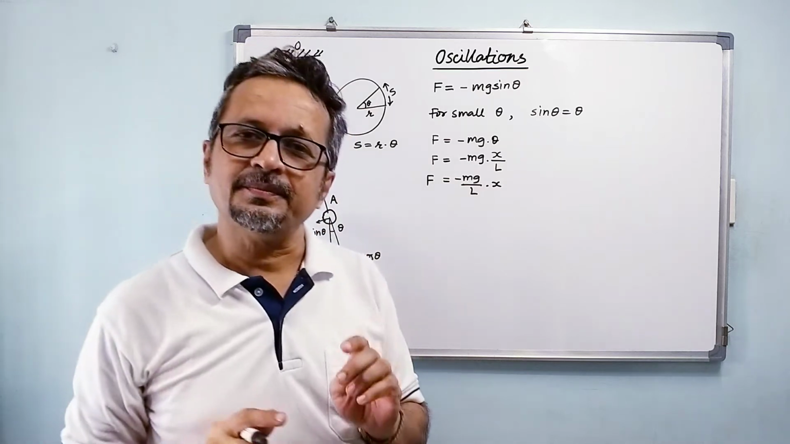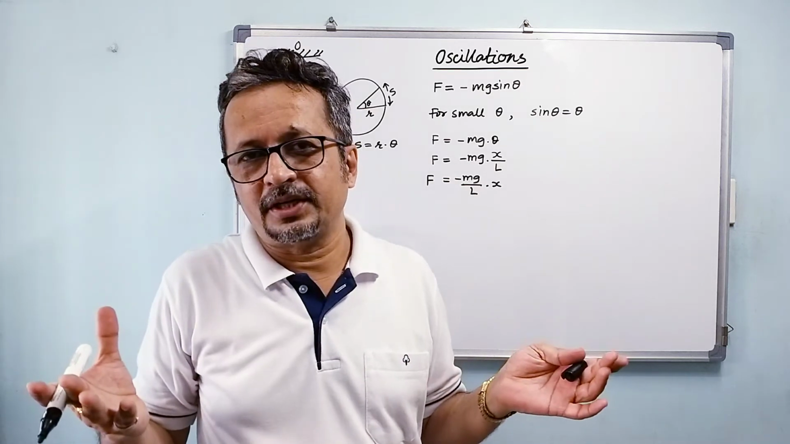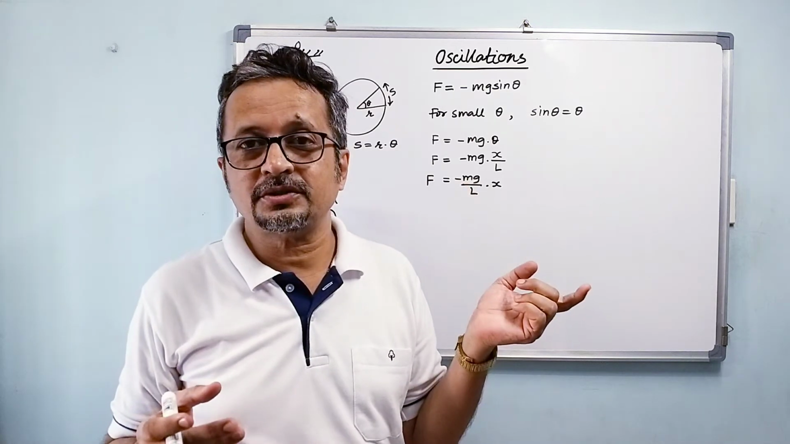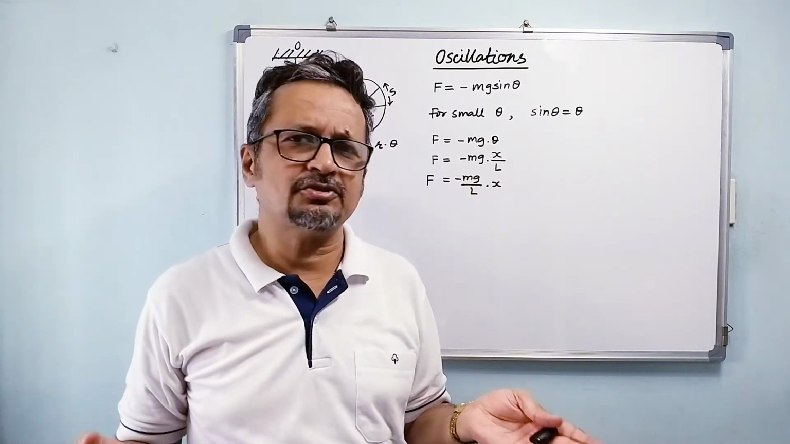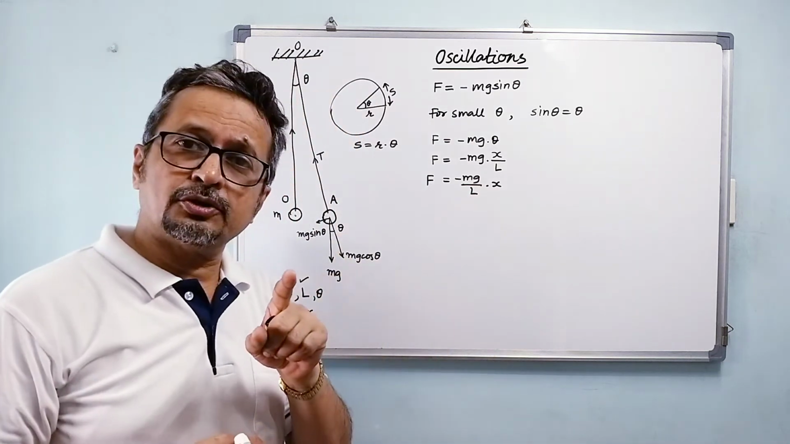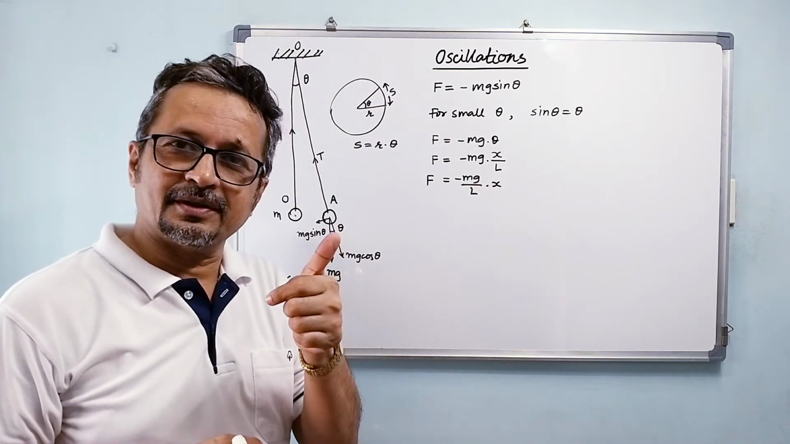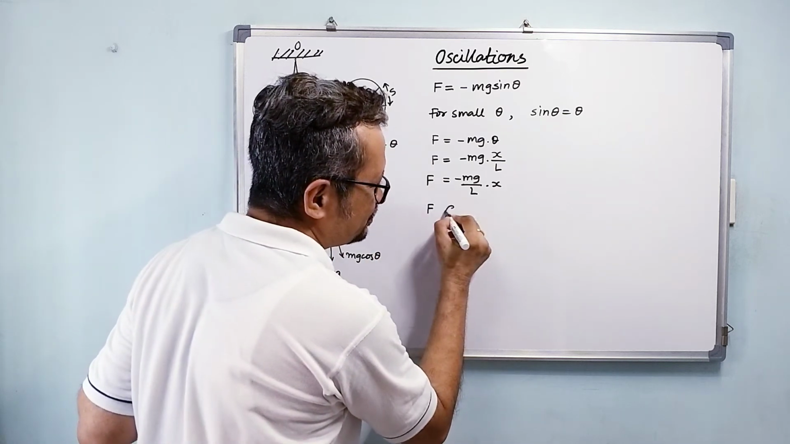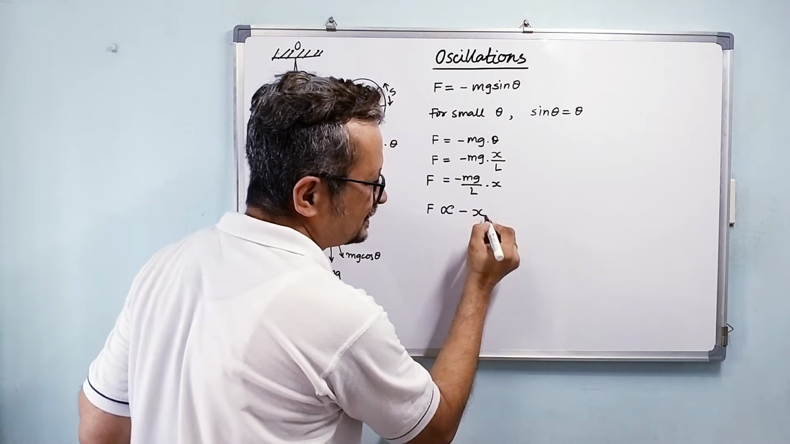Now here you would see that the mass of the pendulum is constant, the acceleration of free fall g is constant, and the length of the pendulum is constant. It's not going to change anyway, right? So my force is proportional to the displacement. Correct? So I can say that F is proportional to minus x.